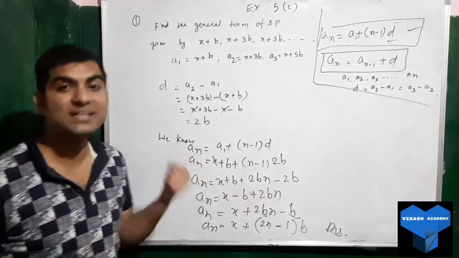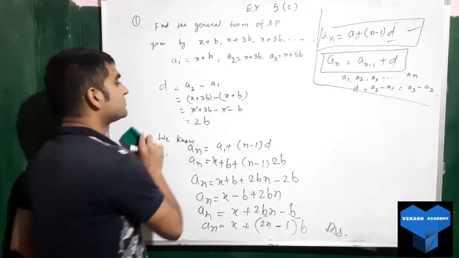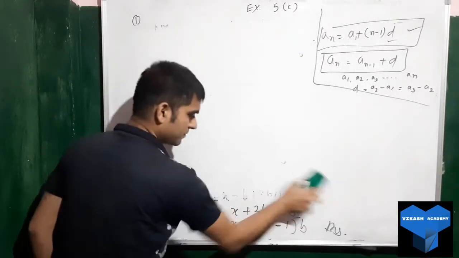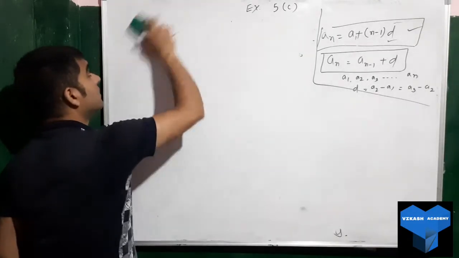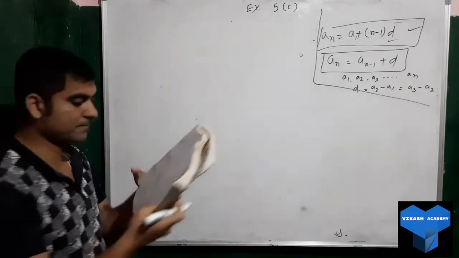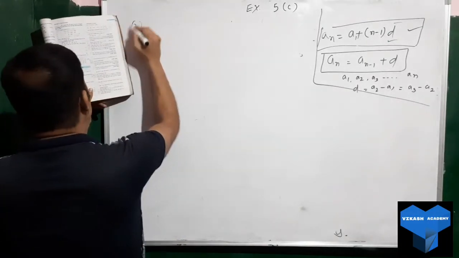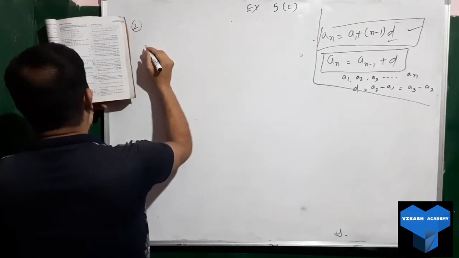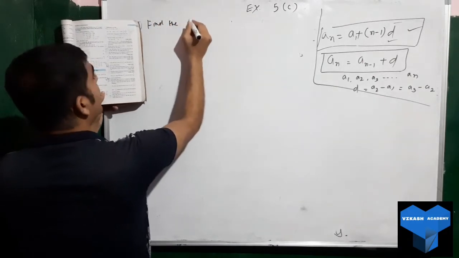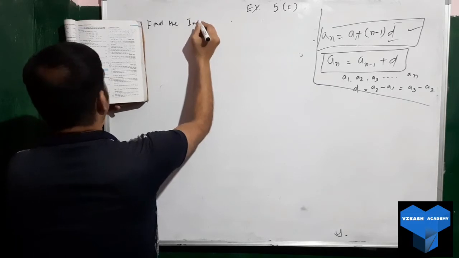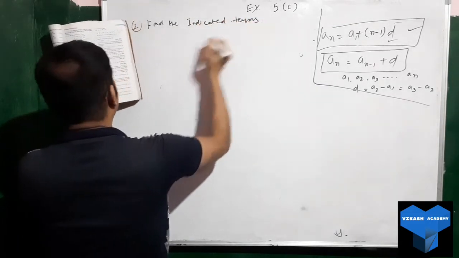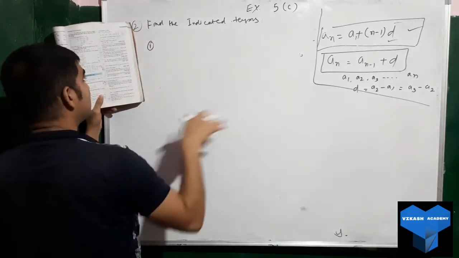Let us come to the next question. Question number 2. Find the indicated terms. We have to find the indicated terms where we have question number 1, and this is in AP.